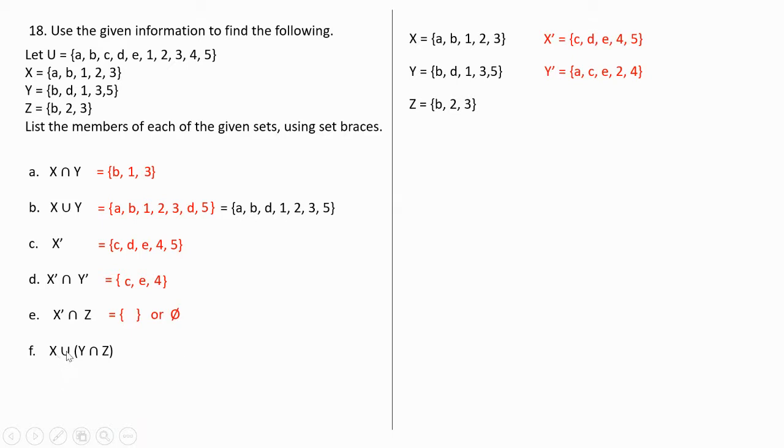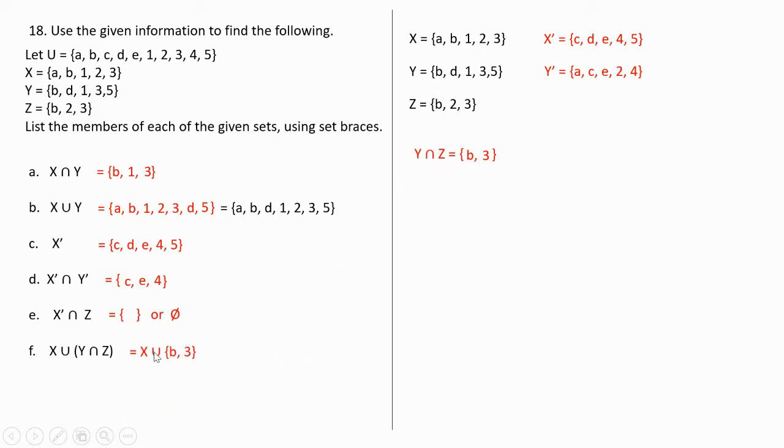Now, let's do F. For F, we have to apply the order of operations, which means parentheses first. So first, I need to find what Y and Z have in common, or the intersection of Y and Z. I'm going to put it here on the right. What do Y and Z have in common? Do they have a B? Yes, so B goes there. Do they have a D? No. A 1? No. A 3? Yes, they both have a 3. A 5? No. So this is Y intersects Z, or Y and Z. I'm going to put that over here.